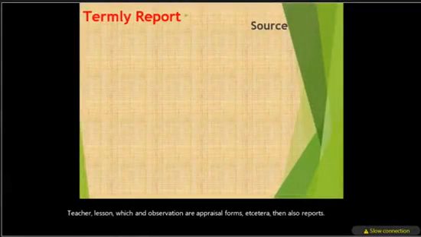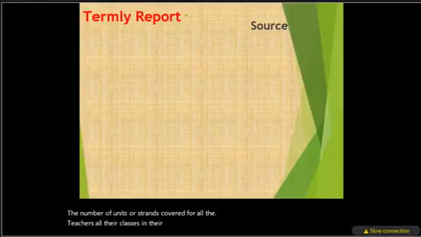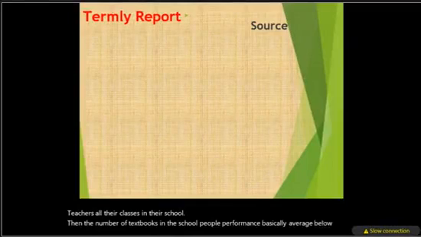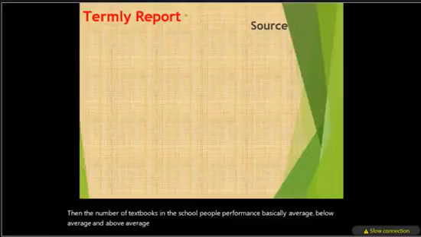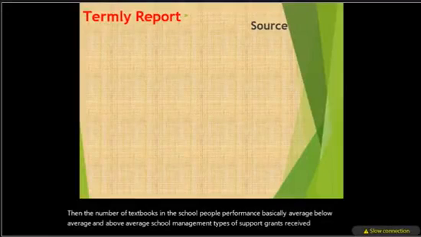On a termly basis, these data are required. So at the end of the term, all schools are expected to submit the number of units or strands covered for all the teachers and all the classes in the school, then the number of textbooks in the school, pupil performance, basically average, below average, and above average, school management, types of support grants received, sanitation, security issues, and recreational activities.